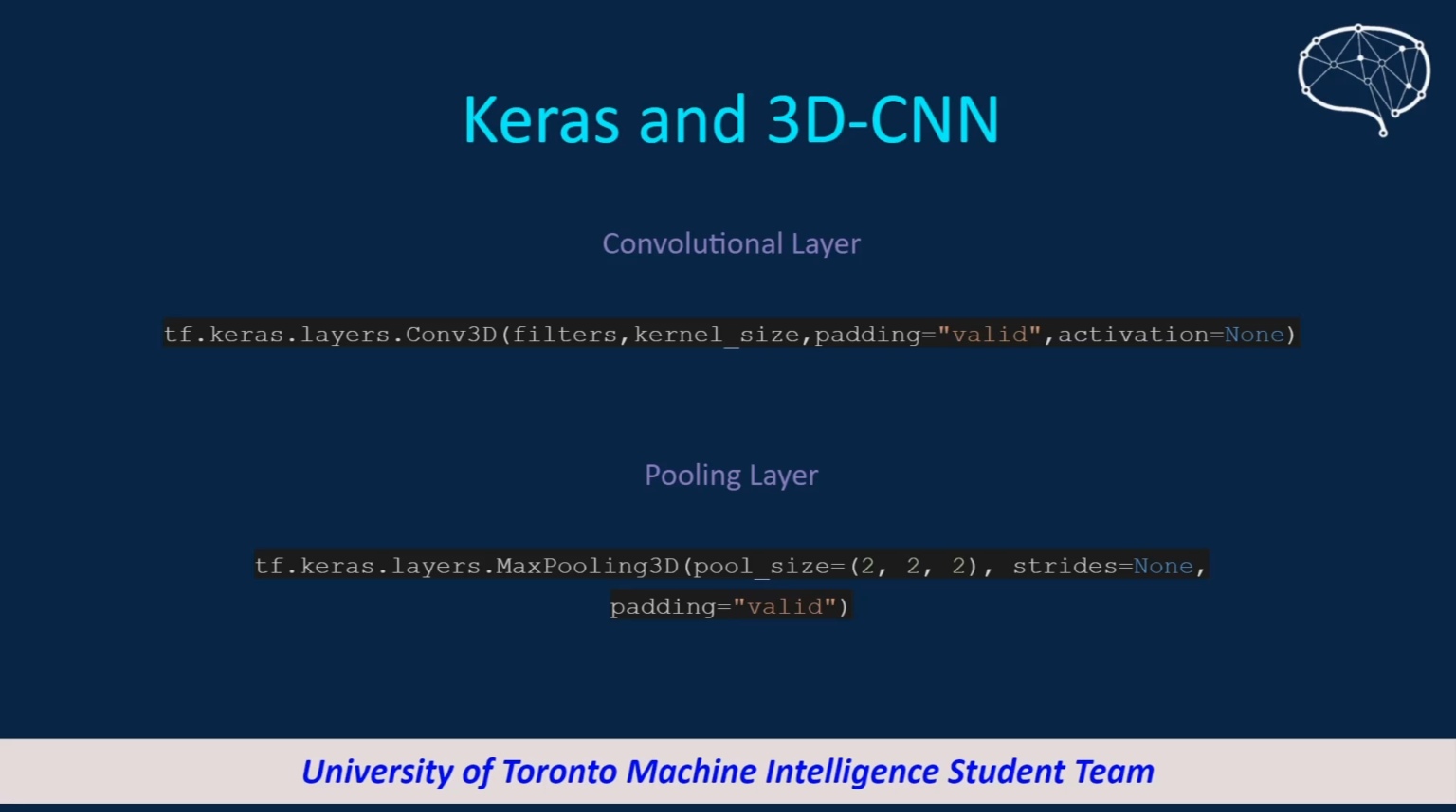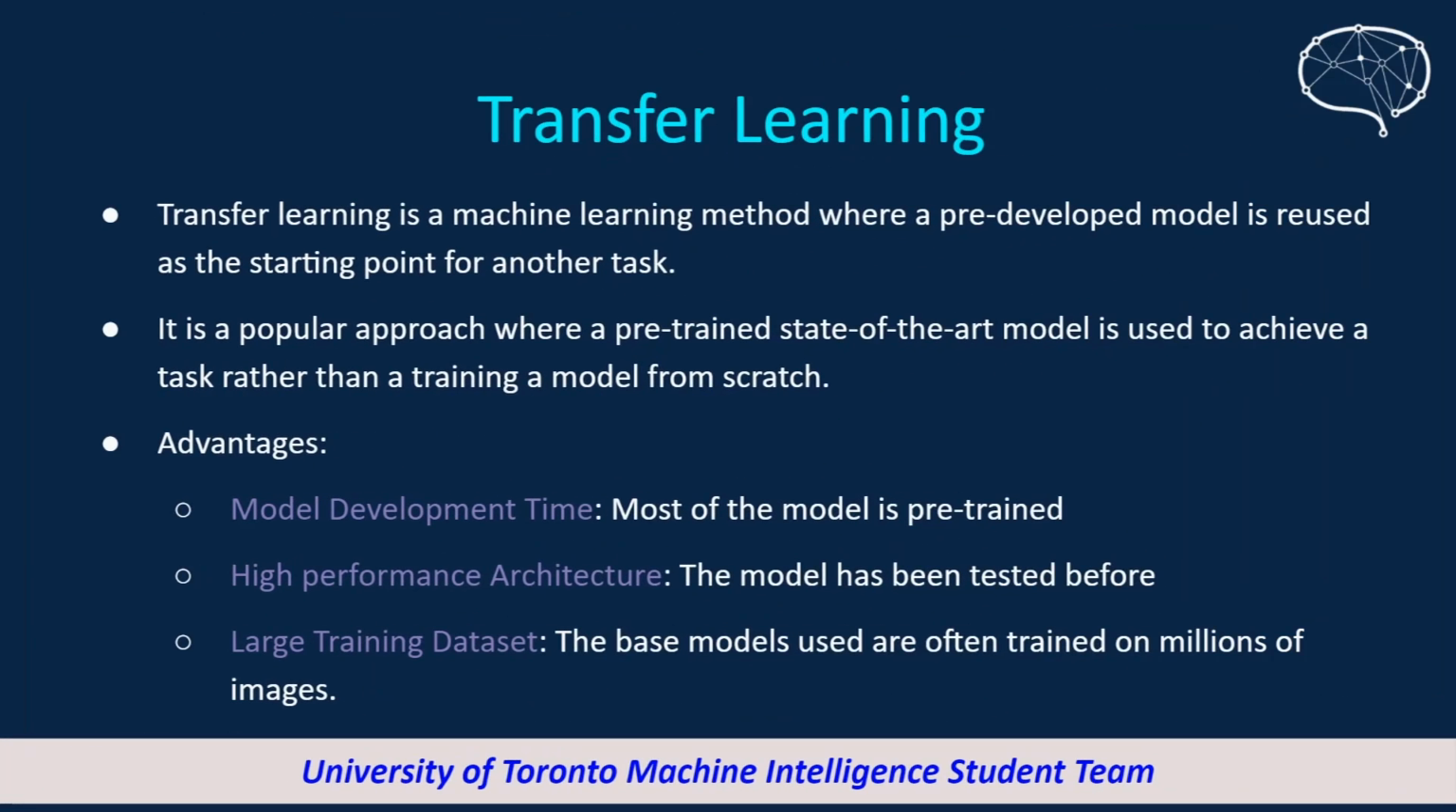Now let's dig deeper into an interesting approach of building machine learning models: transfer learning. Transfer learning is a machine learning method where a pre-developed model is reused as a starting point for another task. It is a popular approach where a pre-trained, state-of-the-art model is used to achieve a task rather than training a model from scratch. The advantages of transfer learning are as follows.